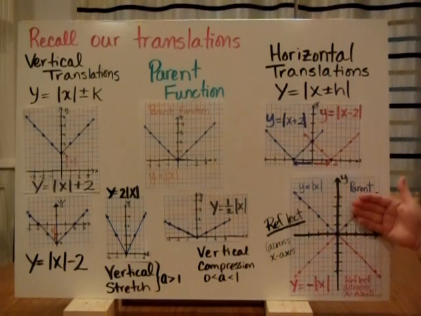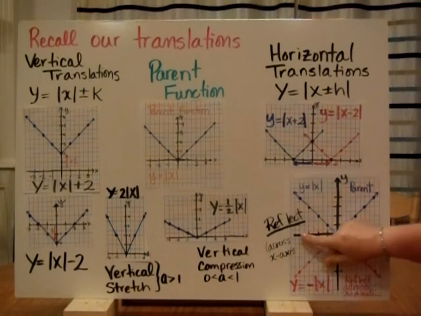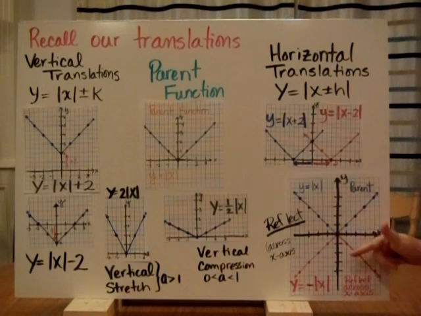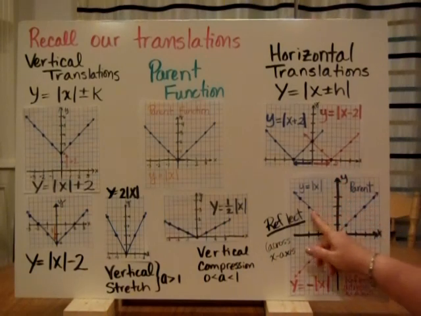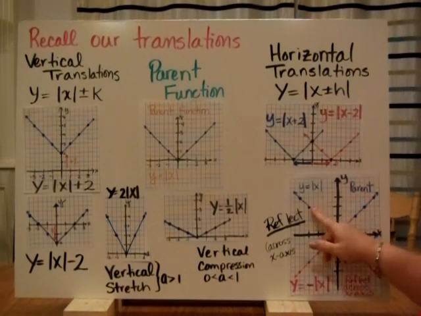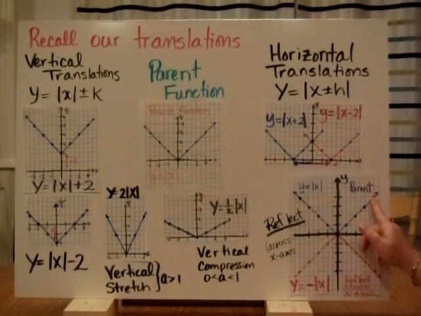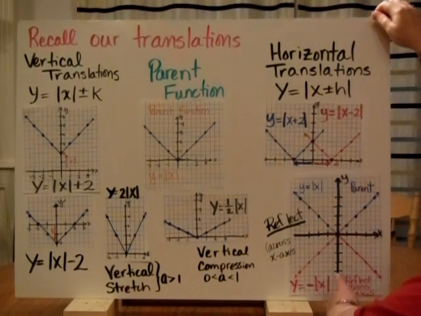A reflection is just taking this and flipping it over. So if we folded this piece of paper along the x-axis, then this parent function would be on top of this reflection. This is a reflection across the x-axis because this is the point where we would fold it. A reflection across the y-axis, you would fold this way and then fold it over like this. And you can see that an absolute value function is already symmetric with respect to the y-axis because it would fold over on top of itself.